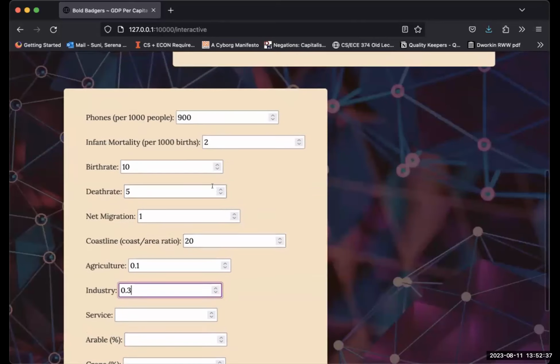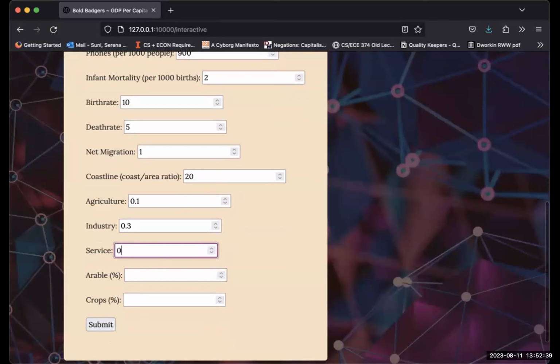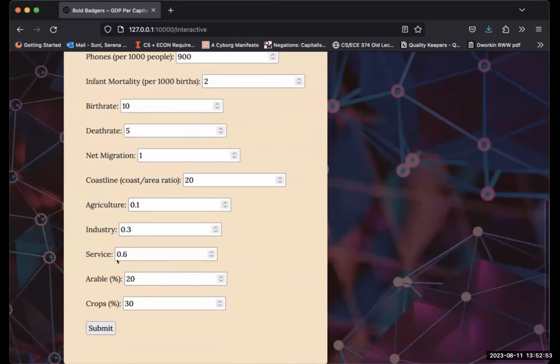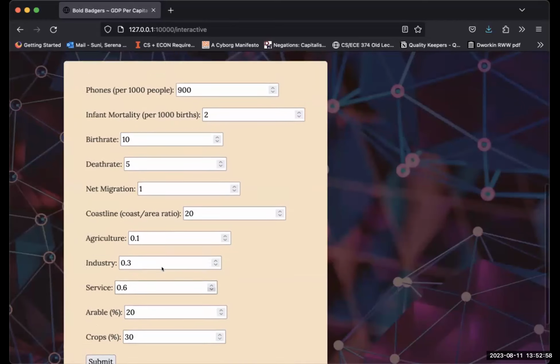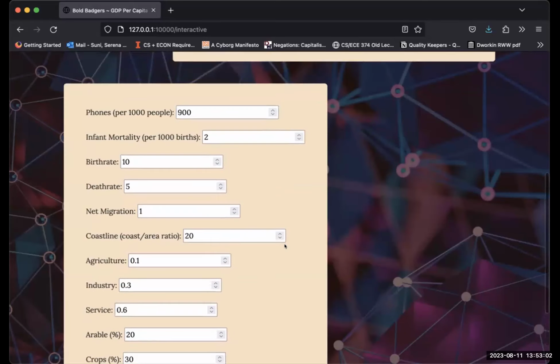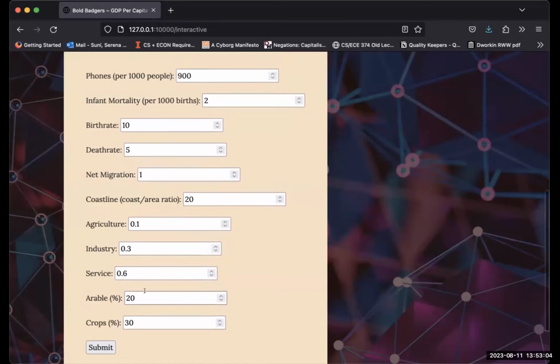And then for agriculture, industry, and service, if you recall from our data set page, it's a value between 0 and 1 because it represents the percentage of GDP that comes from that sector. And then for arable and crops, it's the percentage of land that can be used to grow crops and is actually used to grow crops. So it's a value between 0 and 100.